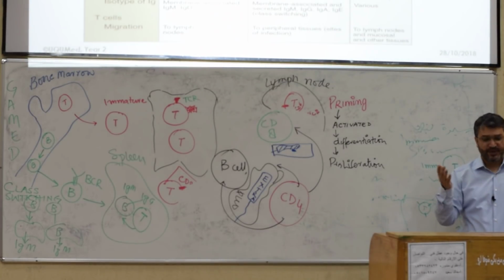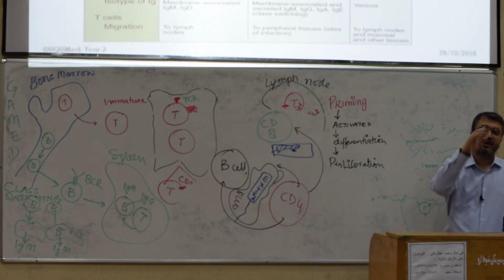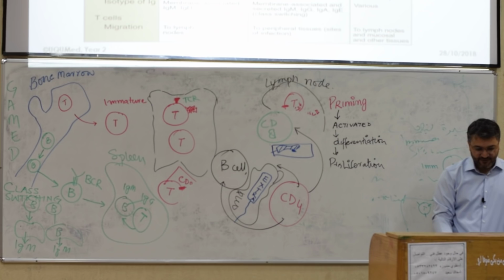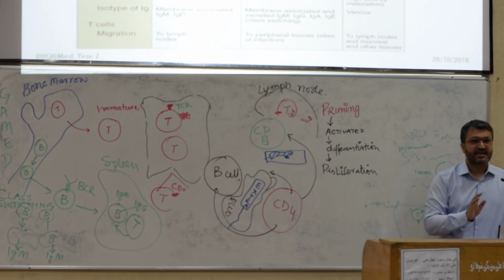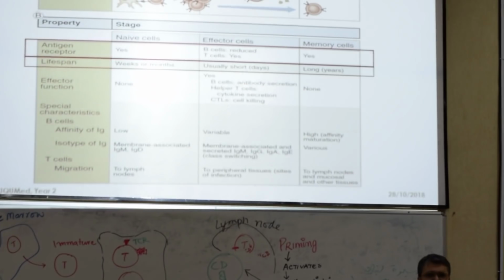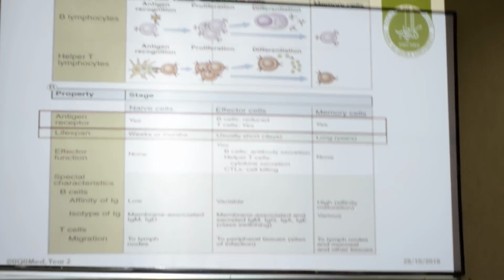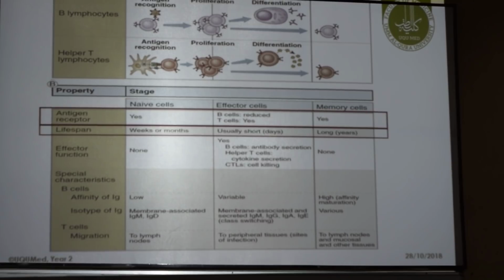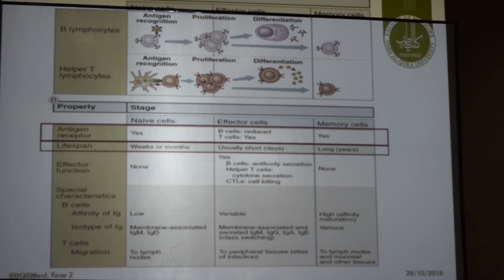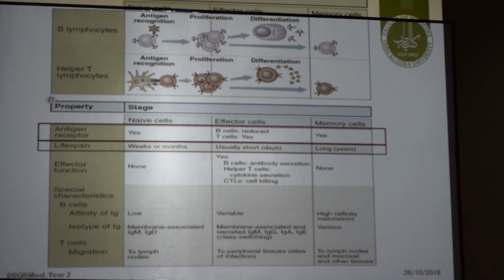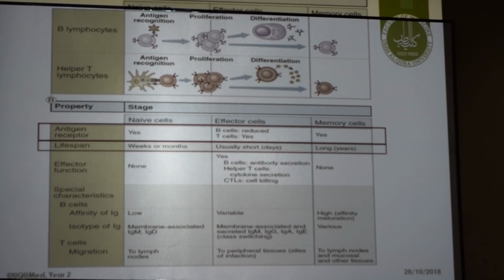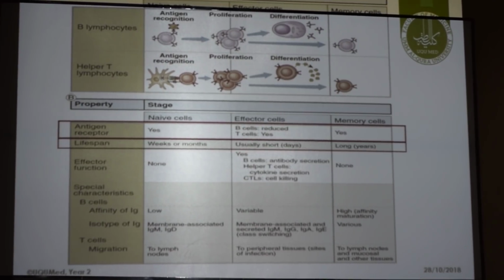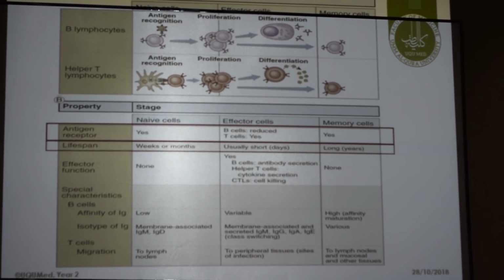So what are those basic differences between these three, whether it is a B cell or a T cell? First thing is, if you look at the lifespan, naive cell has got weeks or months. That's the lifespan of a naive cell. Then the effector cell, it is for just few days. Why? Because its job is just to kill and that's all. Then it has to just vanish. And finally the memory cells, that has to stay longer in the body. So that's why its lifespan is for years.